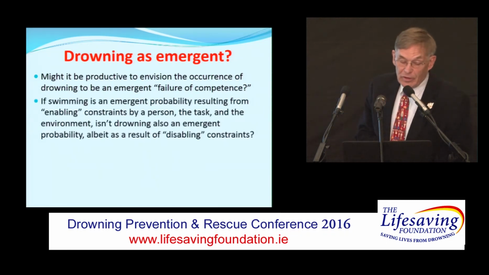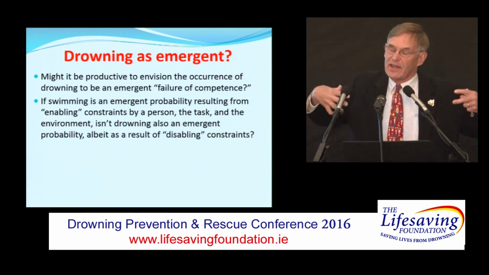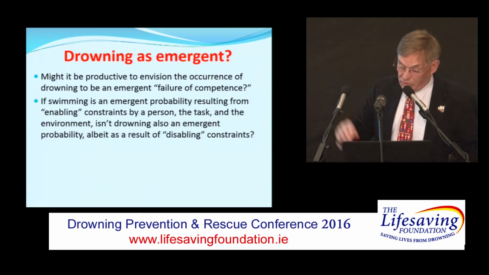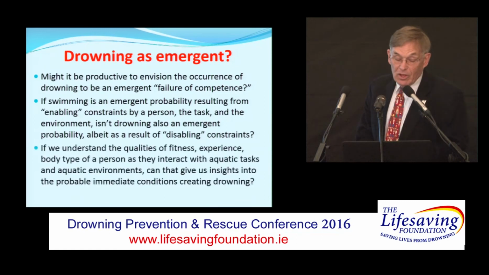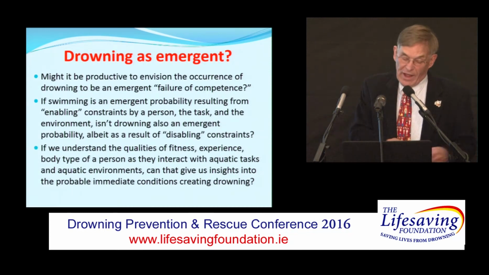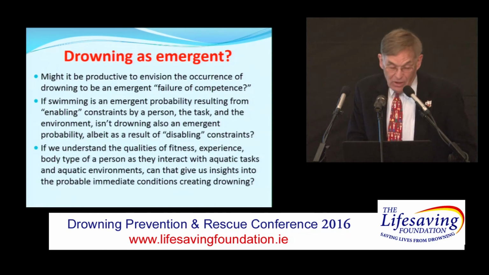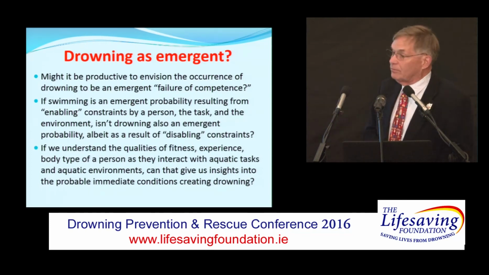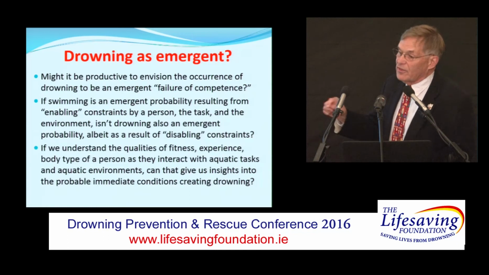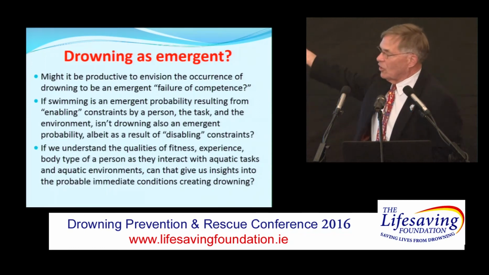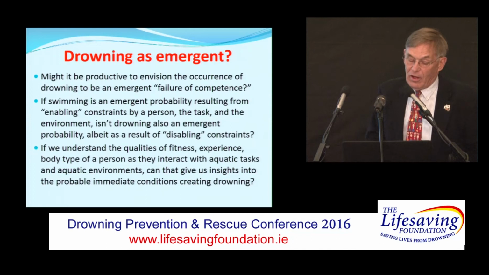We talk about constraints as either enabling, that is improving the ability to perform, or disabling, which goes in more of a negative direction. So we understand that fitness, experience, and body types of people will interact differently in aquatic tasks and environments. And I'm wondering if, as John Leach presented the other day, maybe we need to stand the idea of competencies on their head and look at both the enabling capability of competence as well as the disabling.